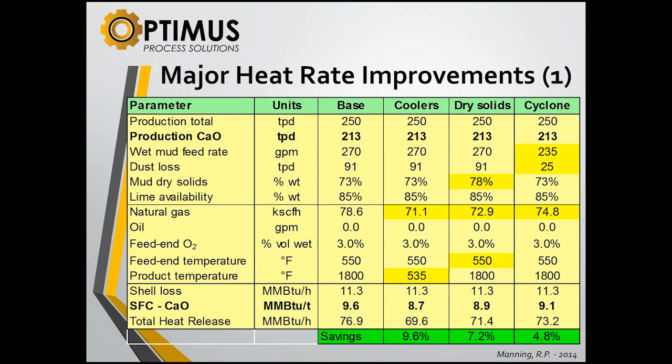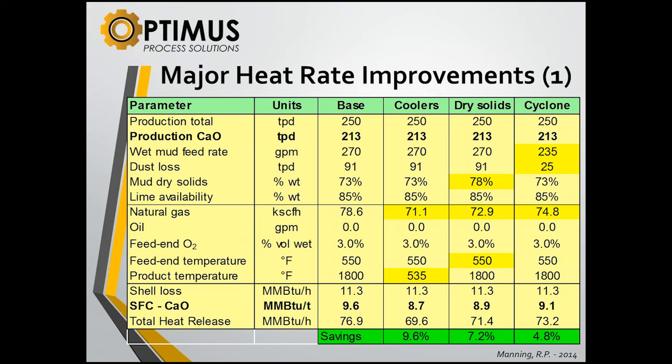Some of the major things that can be done for heat rate improvements are the addition of coolers, for example. In the case looking at our base kiln that we have defined, you can see that we have reduced the product temperature dramatically by the addition of the coolers, which, with that recovered heat, allows us to significantly reduce the amount of fuel that we are putting into the kiln, giving us an overall savings of approximately 9.6% when comparing just that factor.